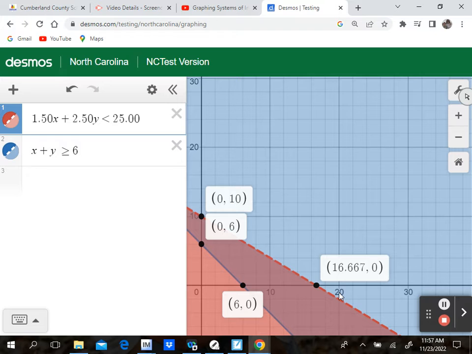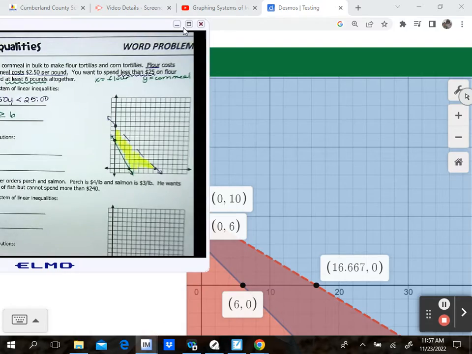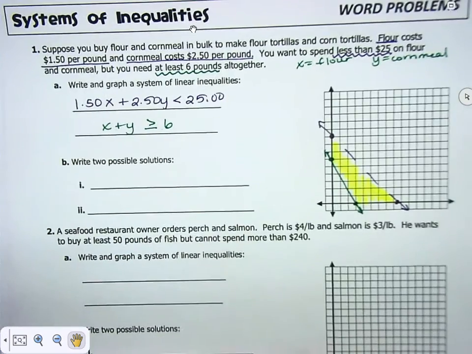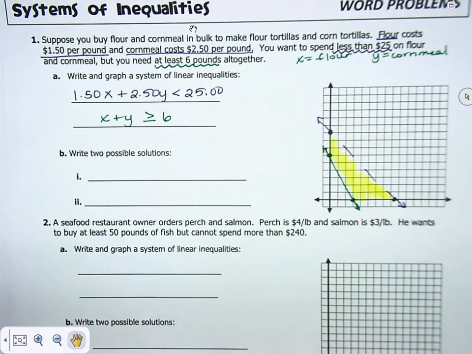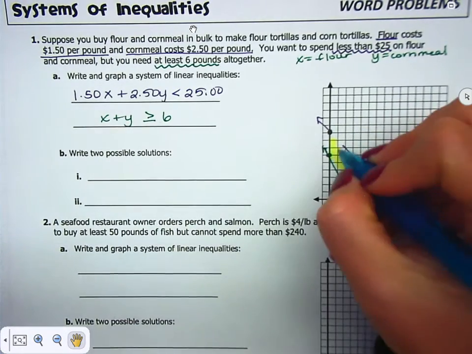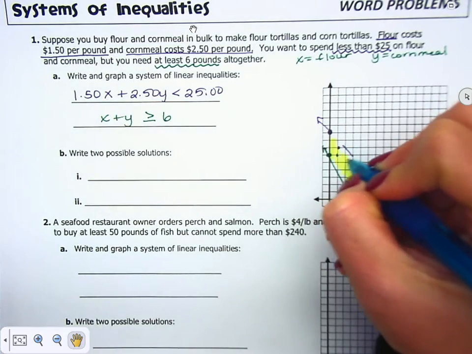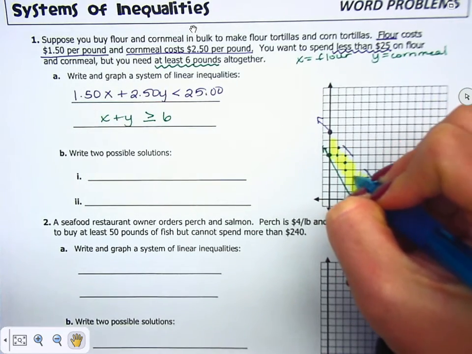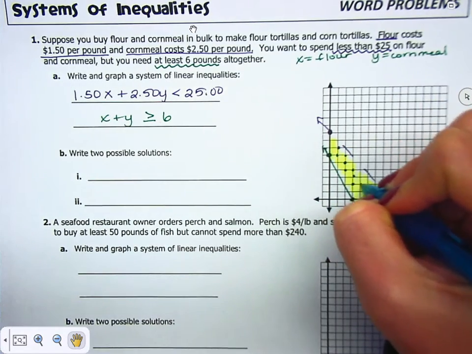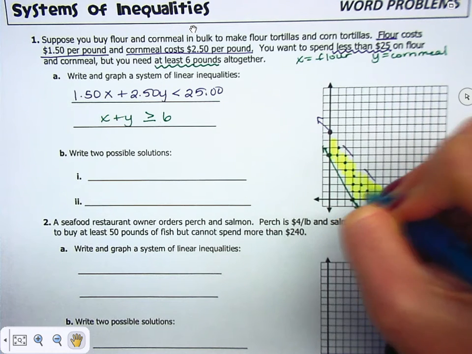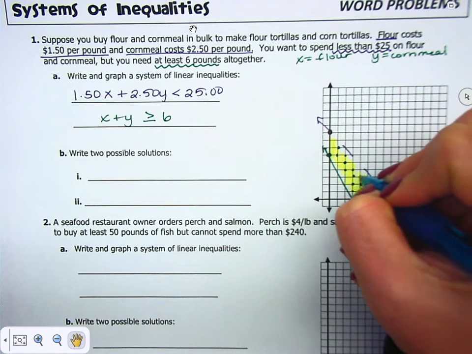Okay, so again, give me just a second. I'll go back to my screen so you can see what we're doing. All right, so I have graphed those 4 points. So the answer is somewhere in here. So when it says write two possible solutions, y'all, the solutions are any ordered pair that falls in our shading. So literally any of these. Any of these ordered pairs that are in here could be a possible solution.